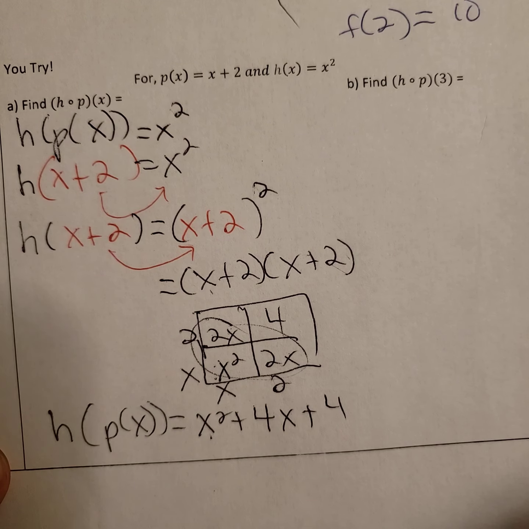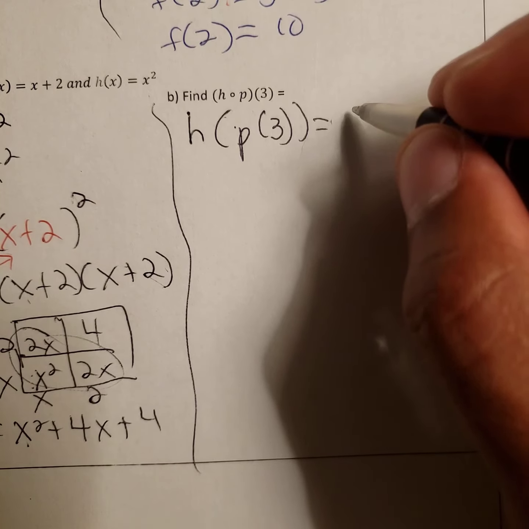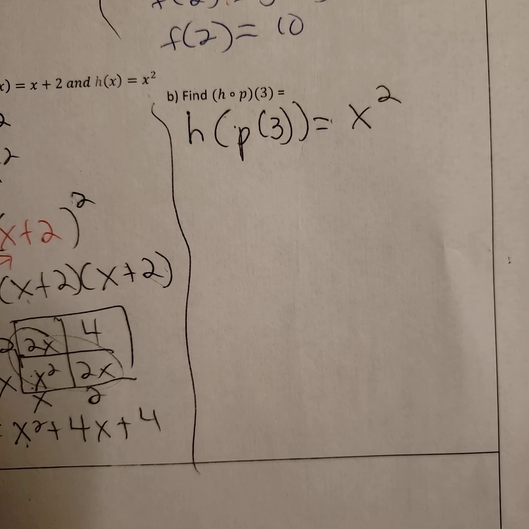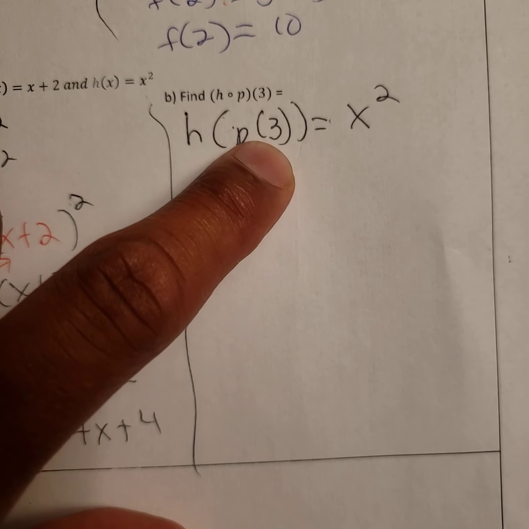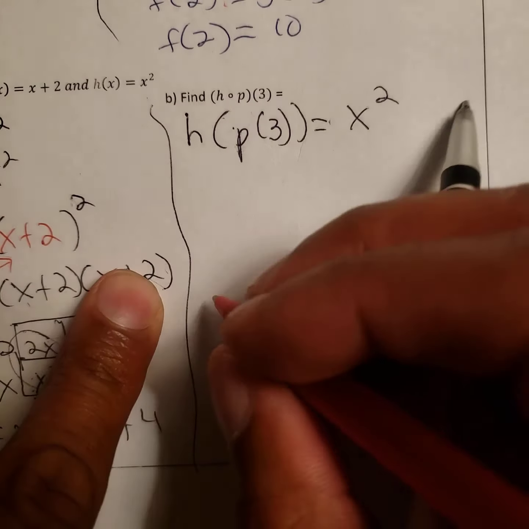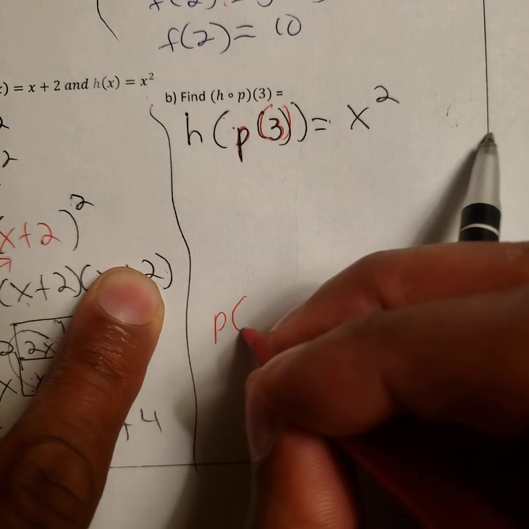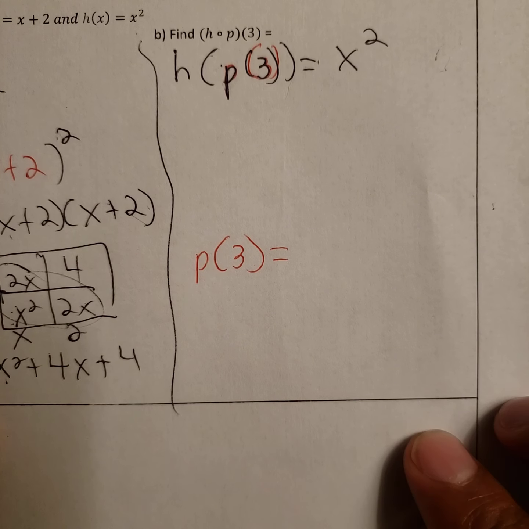So now we're going to do h composed of p of 3. So I like to rewrite that and say h of p of 3. Let's say p of 3 equals. And we know h of x is x squared. It's a little easier for me to actually do p of 3 first, because that's what we're looking for. So I'm going to say p of 3. I should make this red though. Maybe a little bit easier. So p of 3, and we'll come back to that.